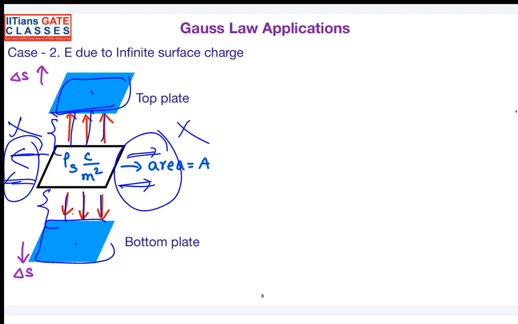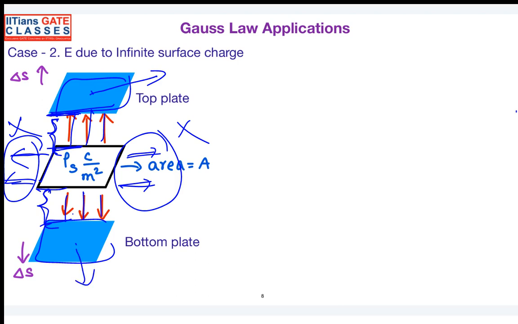So ensure that the distance from the top plate to the main source is the same as the distance from the bottom plate to the main source. That way you can ensure the symmetry. But of course, that distance doesn't matter. You can see that after the end of this derivation. At the same time, you need to ensure that the top plate and the bottom plate both have the same area of cross section as the original charge, right?